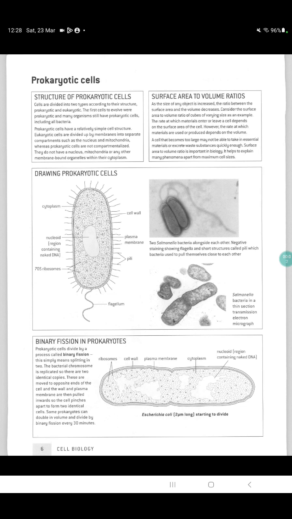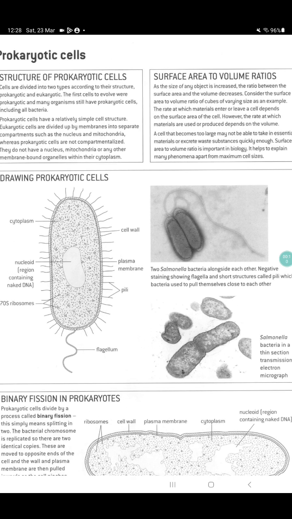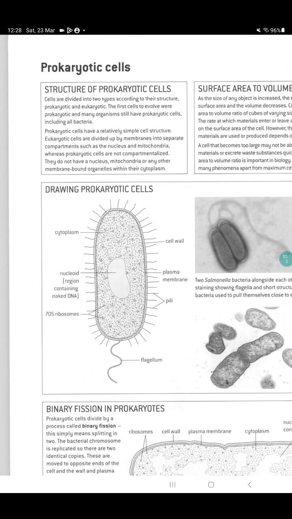Hello students, our next topic is the prokaryotic cell in the IB biology curriculum. It is a very simple topic. If we talk about the structure of cells, you must know that they are divided into two types according to structure. Any cell can be either prokaryotic or eukaryotic.